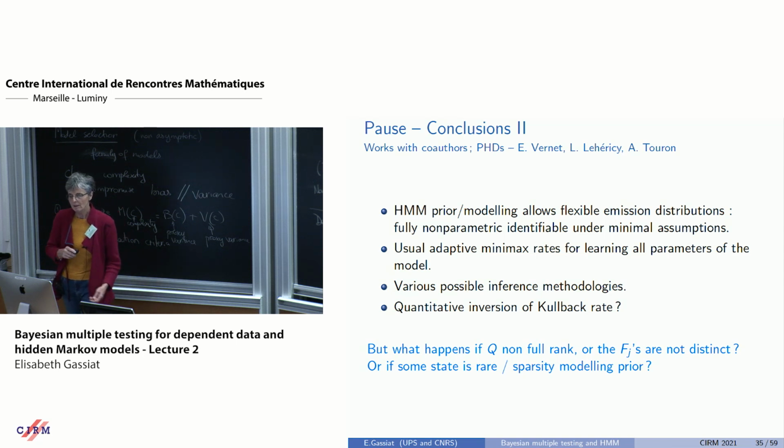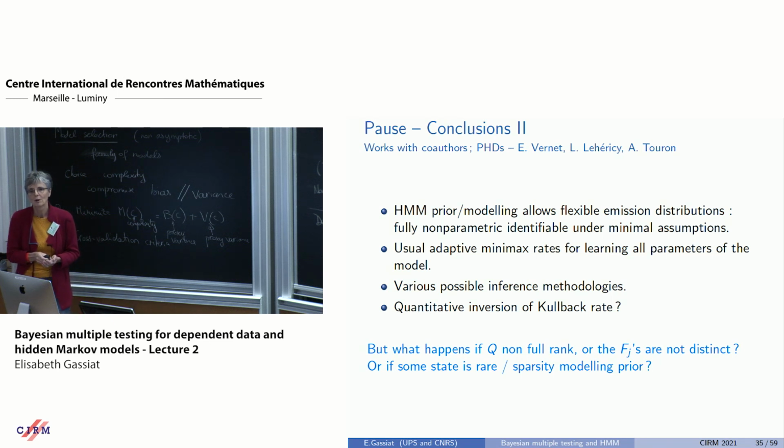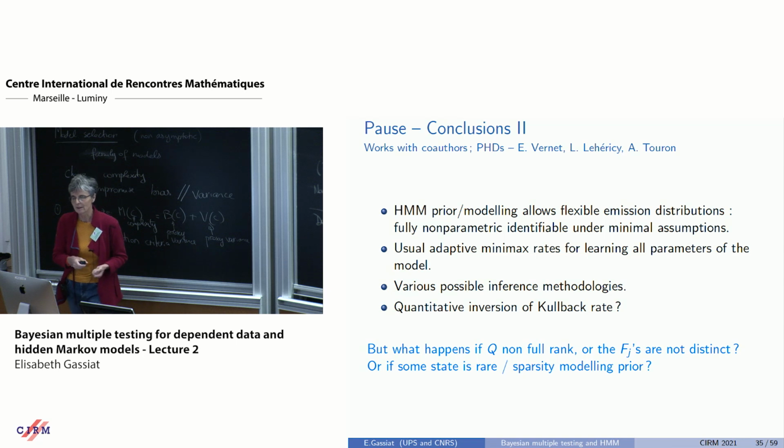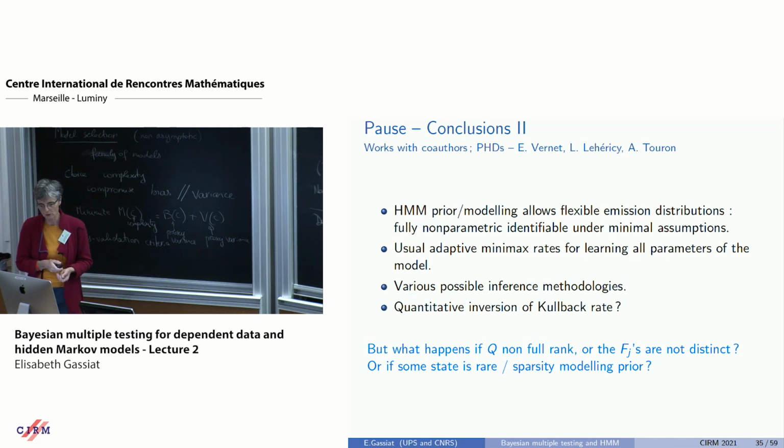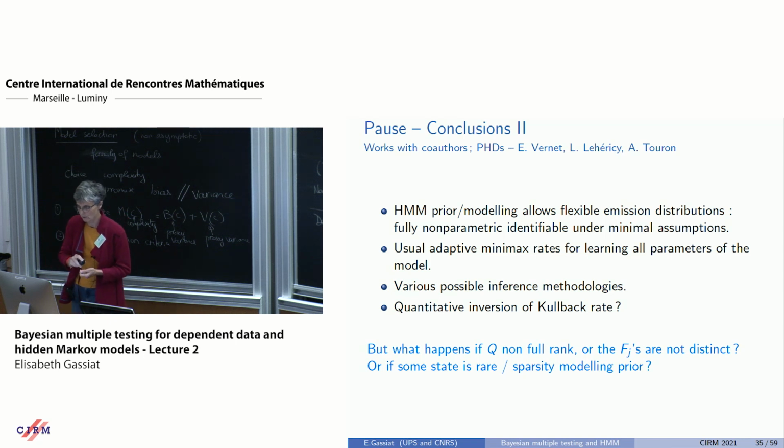So, hidden Markov models are very nice because they allow non-parametric modeling for mixtures on dependent data. You can make the machinery about non-parametric inference work and get the usual adaptive minimax rates for learning all parameters of the model. You can use the method, and it's important to understand how you can use different methodologies, frequentist, Bayes, and there is much work to do, but it works. There is a last important question which is unanswered, which is about when you do maximum likelihood, how do you invert the Kullback rate? So we have no answer about that.